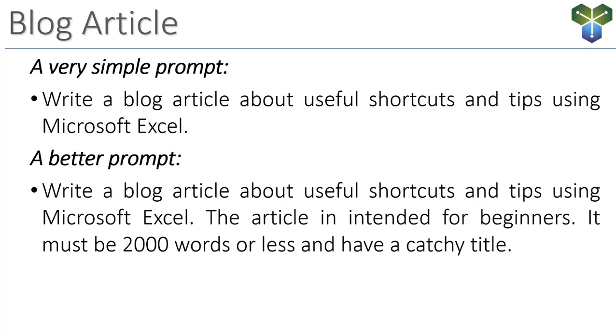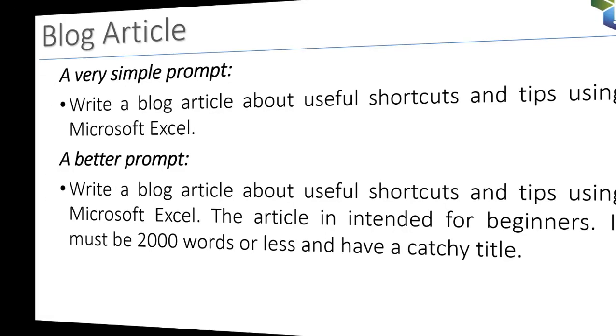The second prompt is better than the first because it specifies that the article is intended for beginners. This informs the AI of the level of complexity required, ensuring the content is directed to new Excel users. It also sets a word limit, which helps to maintain the article's conciseness. Finally, the request for a catchy title prompts the AI to create something engaging that attracts readers and potentially improves click-through rates. So now, let's take a look at a blog article prompt that I came up with.